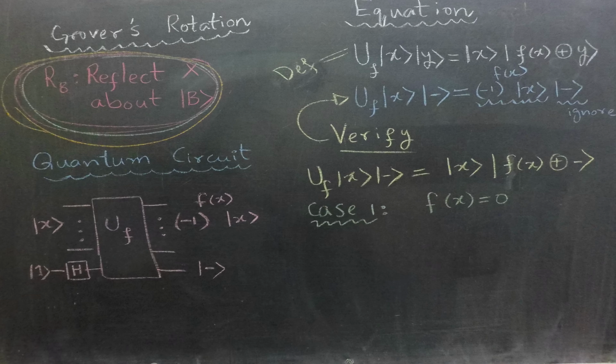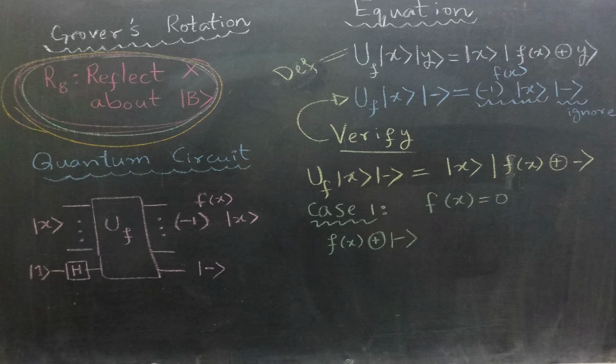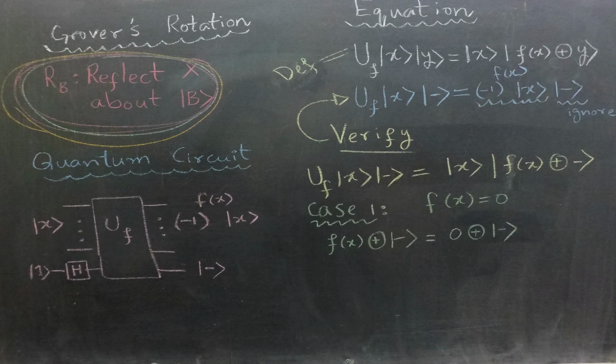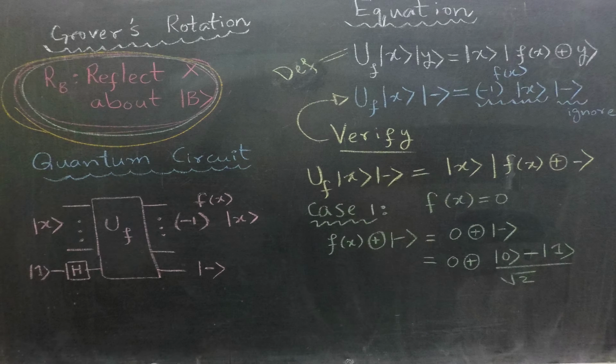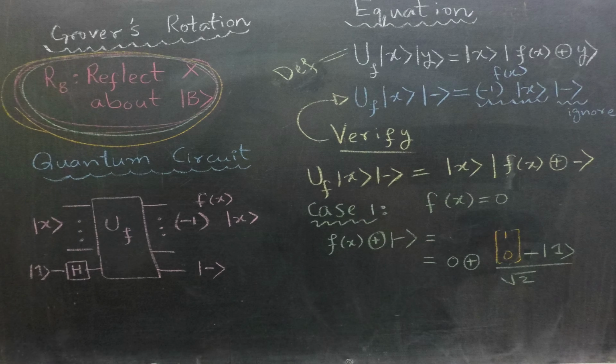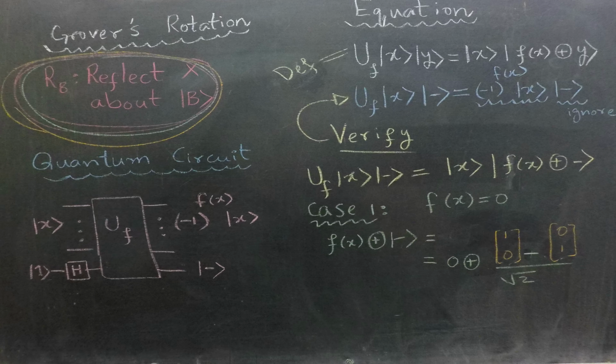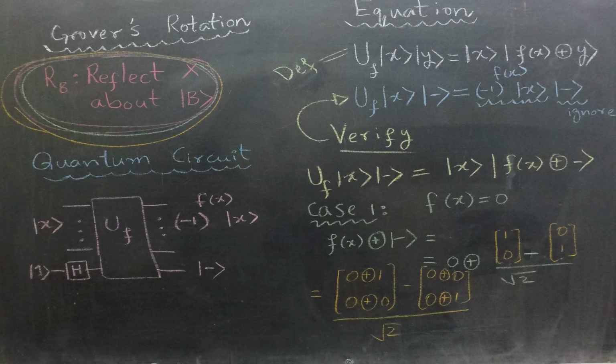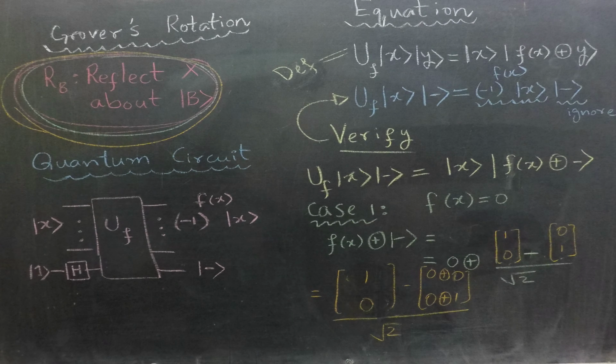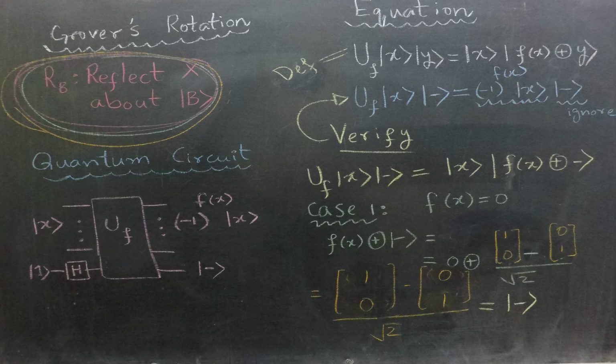In this scenario, f of x exclusive OR ket minus becomes 0 exclusive OR ket minus. Let's substitute ket minus with its definition. Subsequently, replace ket 0 with the vector 1 0 and ket 1 with the vector 0 1. We now apply exclusive OR between 0 and each element of these vectors. Our final result is ket minus. Therefore, when f of x is 0, our sign remains unchanged.